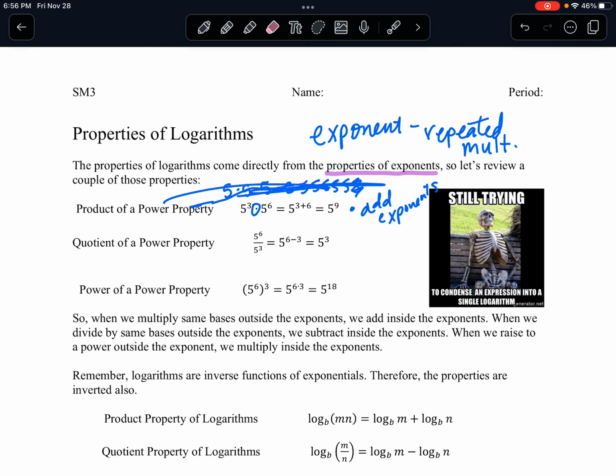And what I want you to do in your notes, I don't want you to write down the scribbles, but we multiply the bases, or inside you could say, multiply outside. And then we add the inside numbers.